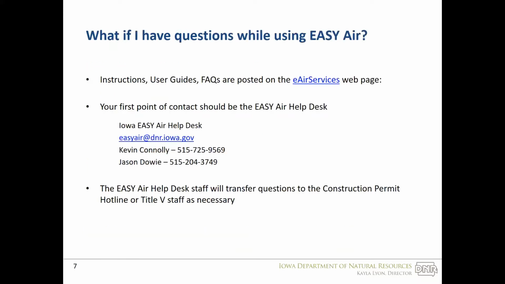So what if you have questions while you're using Easy Air? Make sure you visit that website. It has lots of great information. Your first point of contact should always be the help desk. Either email them, which is actually what we prefer, because that email goes to both Kevin and Jason, or you can call them. If your question is not specifically on how to use the system, but is actually on the content of a permit application, they will transfer your question to the construction permit hotline or Title V staff if needed.